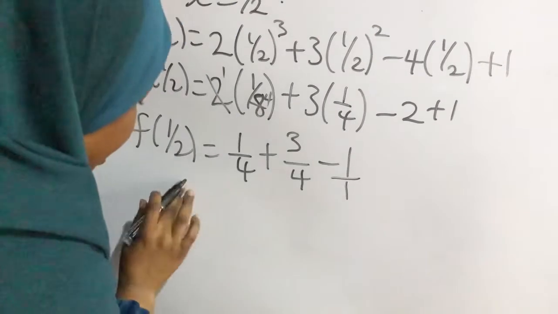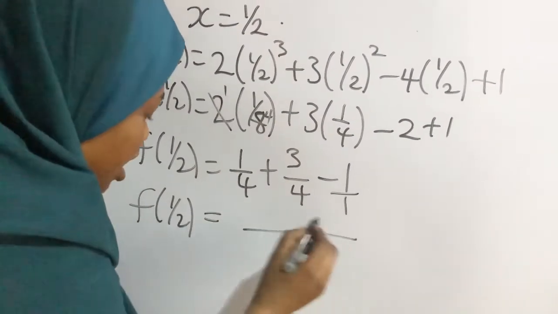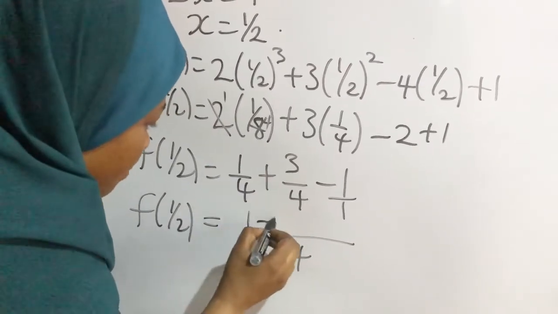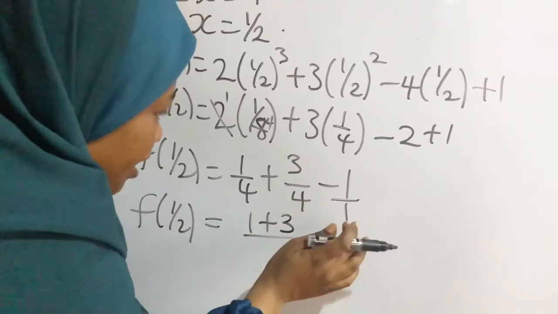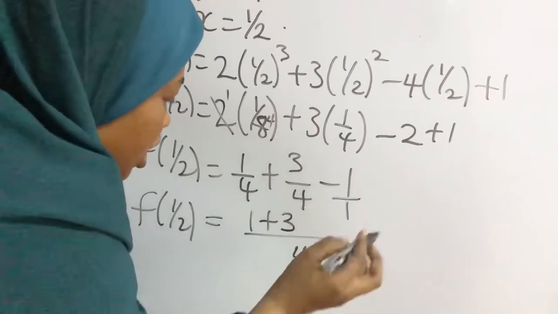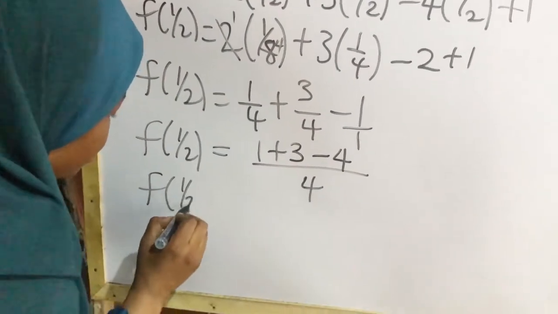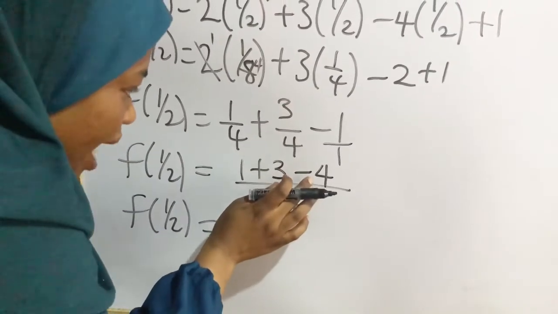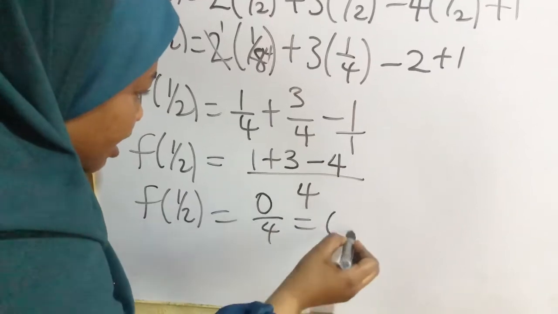So let's find the LCM. So f of half will be equal to, the LCM is 4. 4 in 4, 1. 1 times 1, 1. Plus 4 in 4, 1. 1 times 3 gives 3. Then 1 in 4 is equal to 4. 4 multiplied by minus 1 gives minus 4. So f of 1 over 2 will be equal to 1 plus 3 is equal to 4. 4 minus 4 is equal to 0 over 4, and this gives 0.